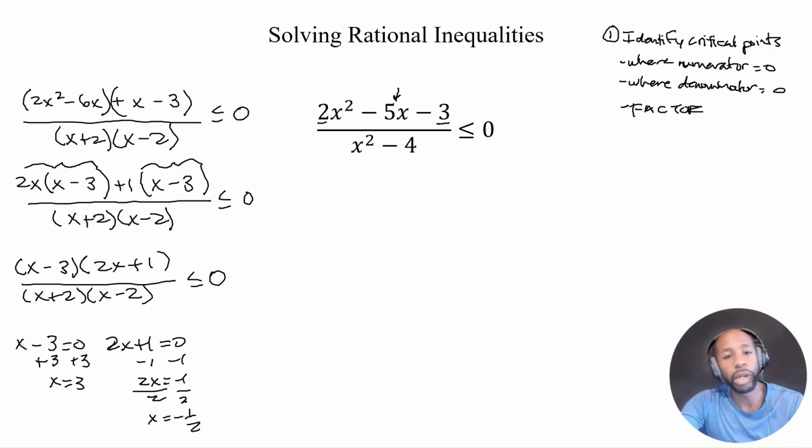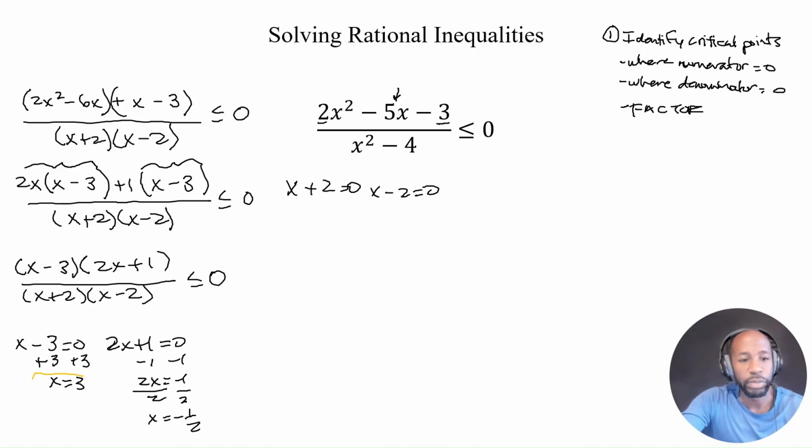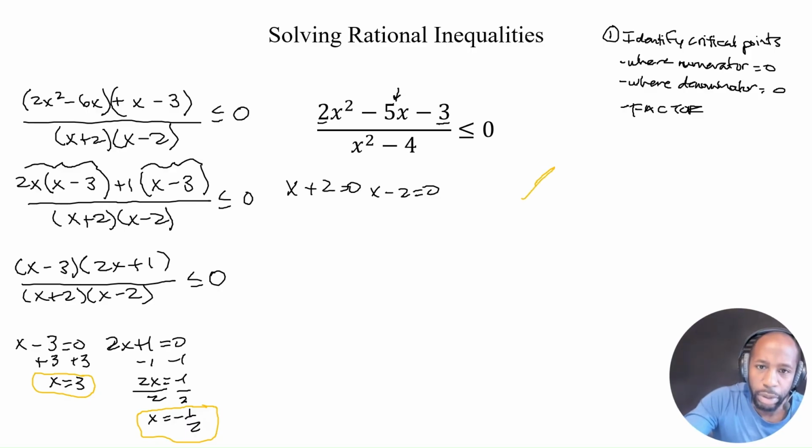Now, when we set the denominator equal to 0, x plus 2 equals 0, x minus 2 equals 0. So let me actually use a different color to make these stand out here on the screen. These are our critical points. Okay. Hold on, where'd my cursor go? What happened? Okay, there it is. Sorry, I couldn't see it.